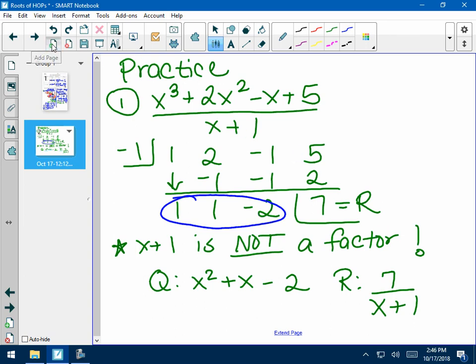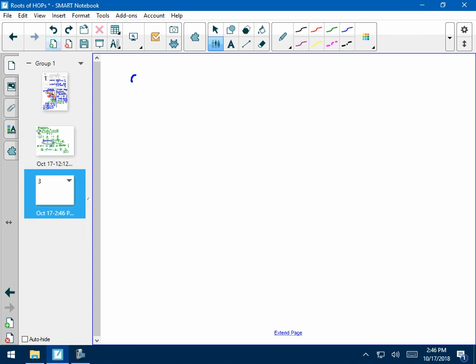Okay, let's try another one. So for number 2, we're going to take x cubed plus x minus 3 and divide by x minus 2.